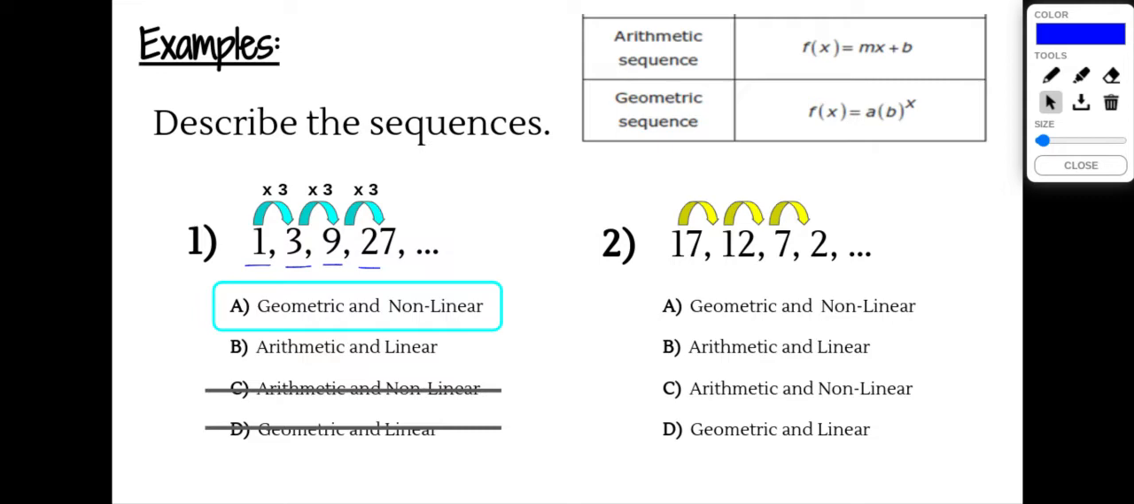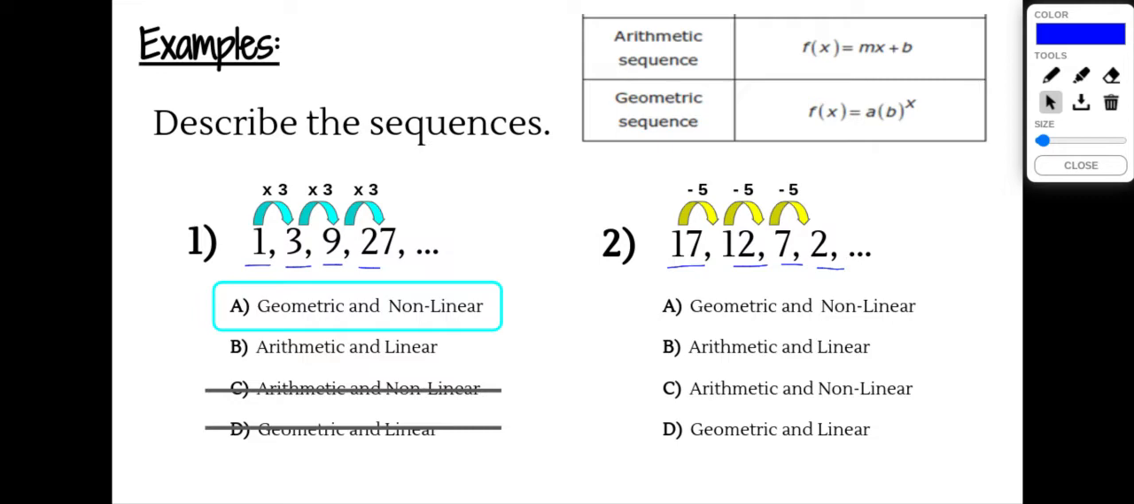Okay, let's look at the second sequence of numbers. So we've got 17, 12, 7, and 2. What's going on to get to the next number? 17 to 12 to 7. They're getting smaller, so it's either going to be subtraction or division. Do you see how it's minus 5, minus 5, minus 5?